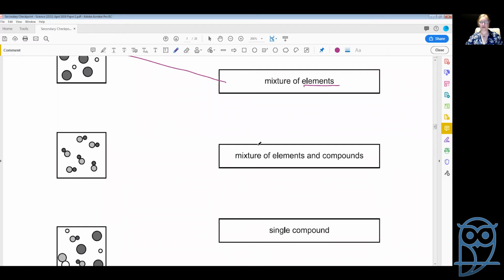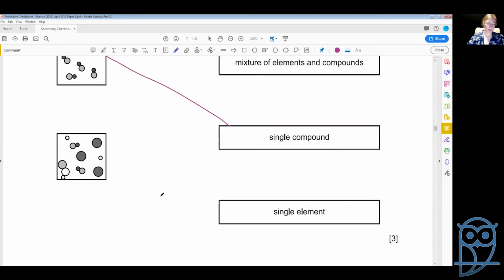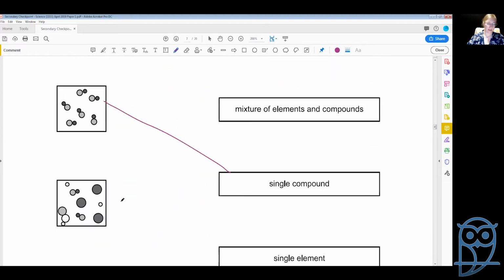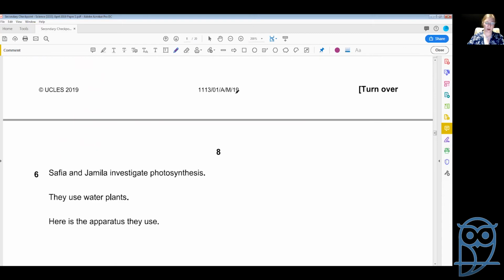We have a mixture of elements and compounds and a single compound. So this over here, this is a single compound. So our last one, and here is a single element. We don't have one that is just a single element. Here we have there's some compounds and there's some elements. So here we have a mixture of elements and compounds. And those are the only three there. So that is that question.